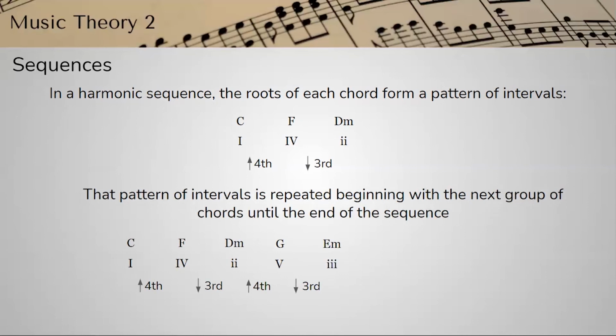We go D minor, G, E minor. So altogether we have... then we could continue. E minor up a fourth becomes A minor, and then A minor down a third becomes F, and then we would end on 1 because we're back at 1. So our whole sequence would sound like this.